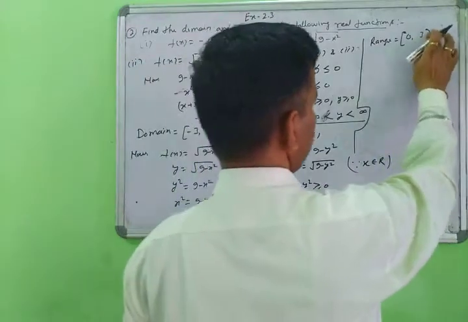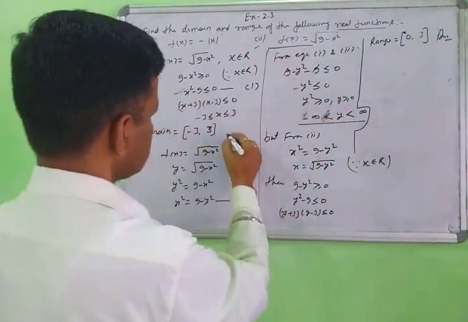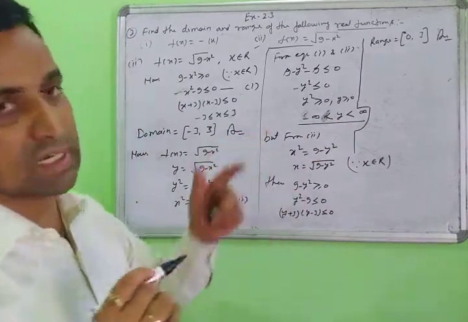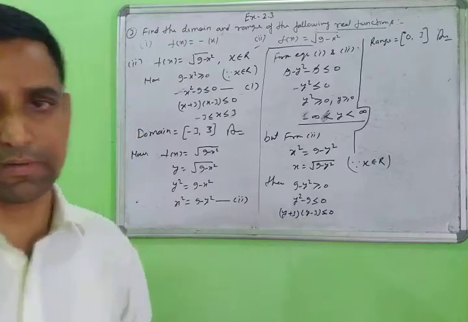So this is your closed interval. This is your first answer, or this is your second answer. So these are very simple things, you note them down, and then the next question.